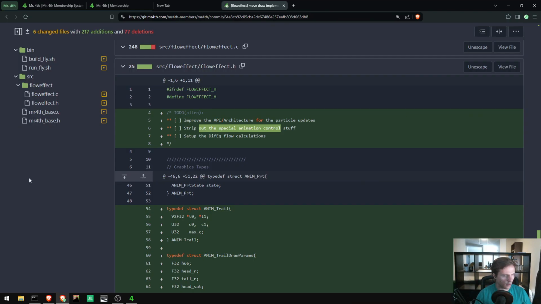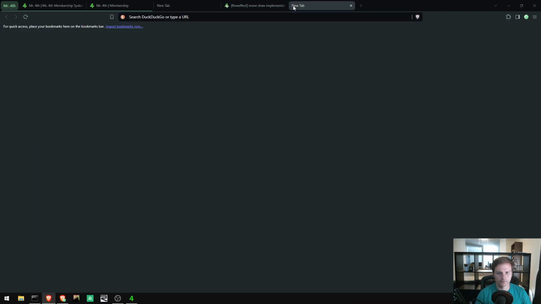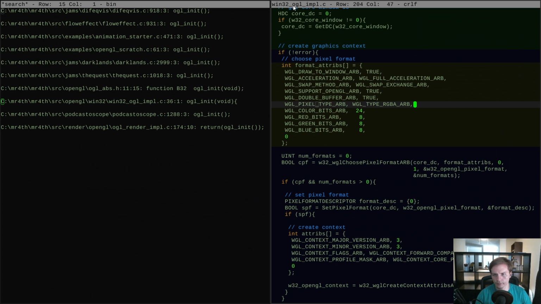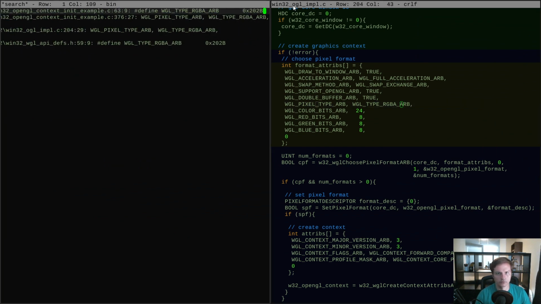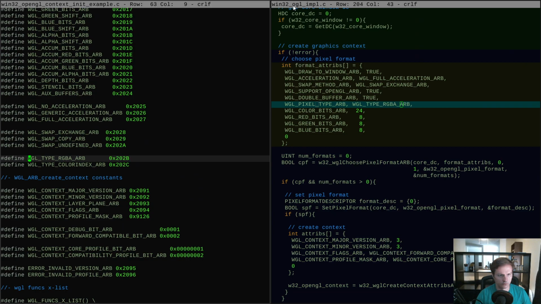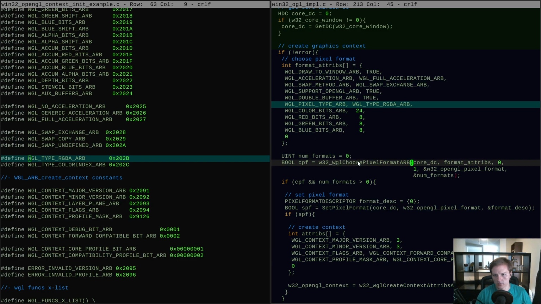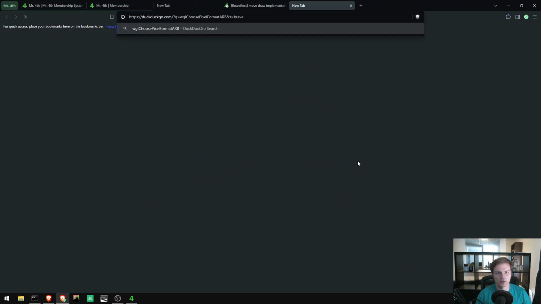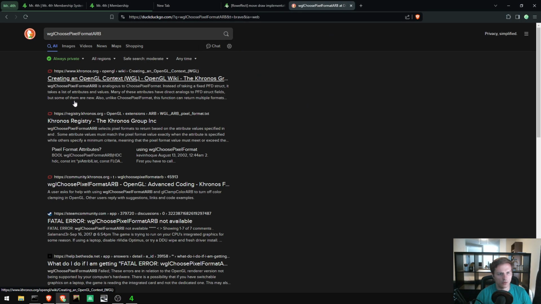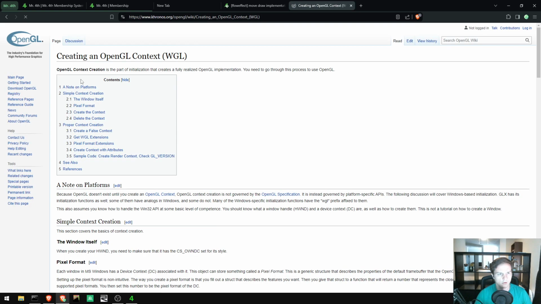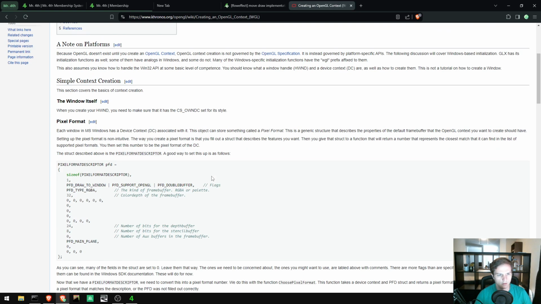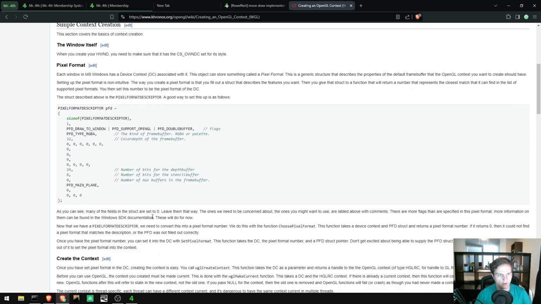Let's go and look. Wiggle, choose pixel format, ARB. Is there some way to tell you that I want sRGB?